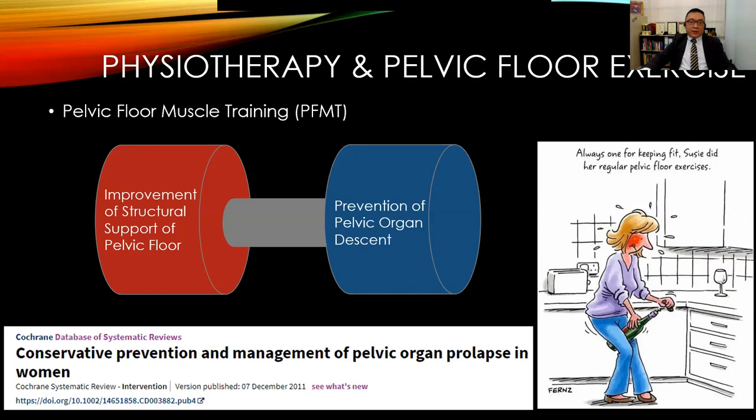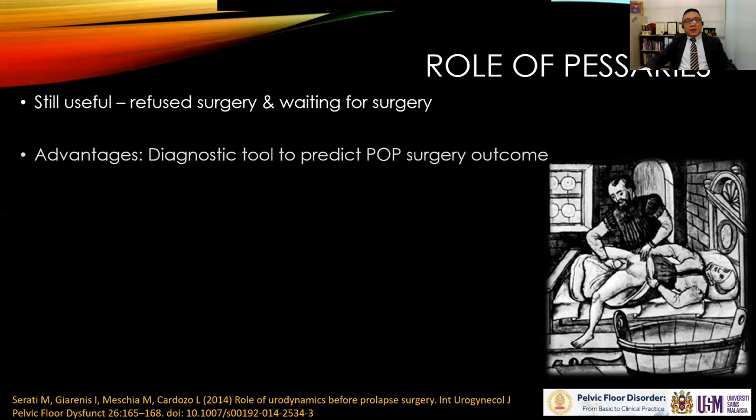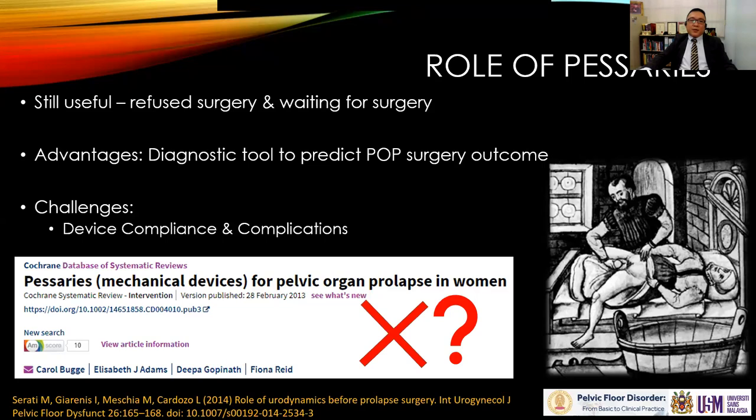the therapy. How about the role of pessaries? The role of pessary is still useful, especially for those who refuse or are waiting for surgery. The advantage is that it helps us to predict whether this patient will have a good outcome after pelvic organ prolapse surgery. It also helps us to unmask certain occult stress urinary incontinence so we can intervene early. The challenges with pessaries are device compliance and complications such as neglected device and vesico-vaginal fistulas. The problem is we do not have any consensus on which is the best pessary or the best fitting method to help all these ladies with pelvic organ prolapse.